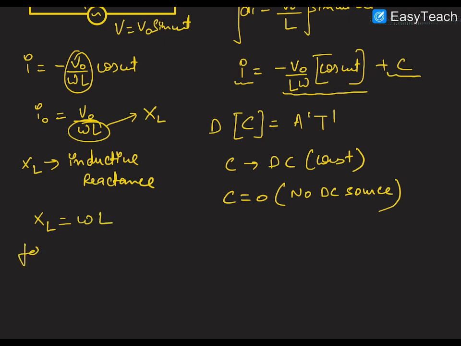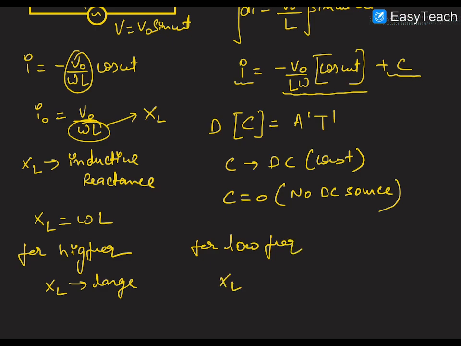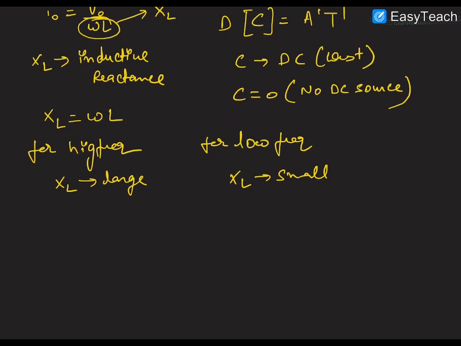For high frequency circuits, XL is large, and for low frequency circuits, XL is small. Okay. And the second thing, which is very important to note, is that for DC, as we have already discussed, for DC current, omega is 0.